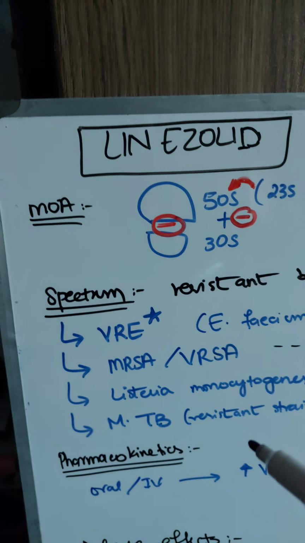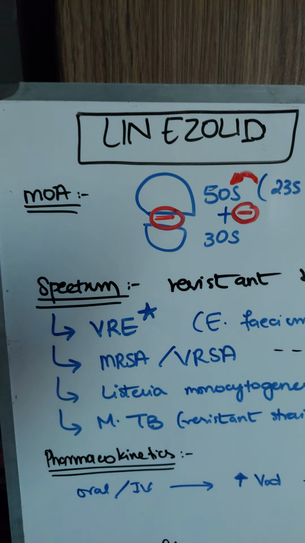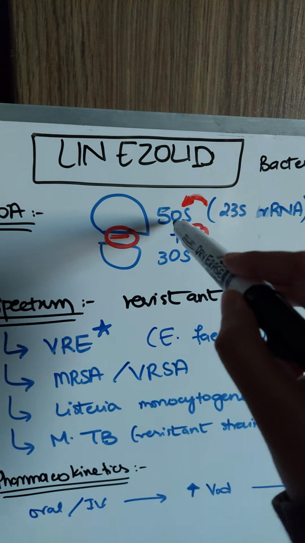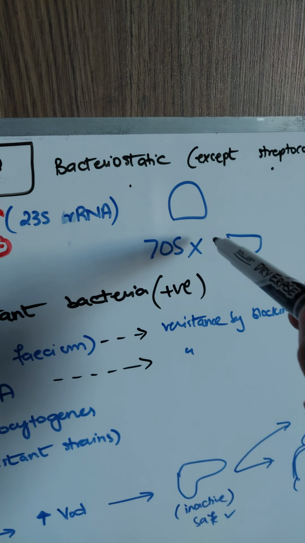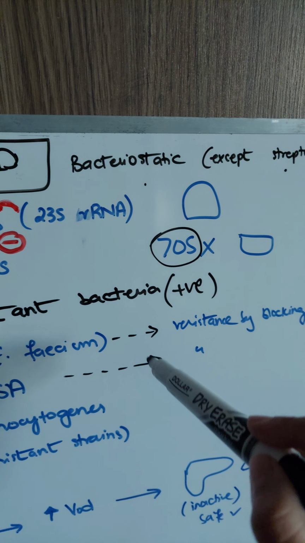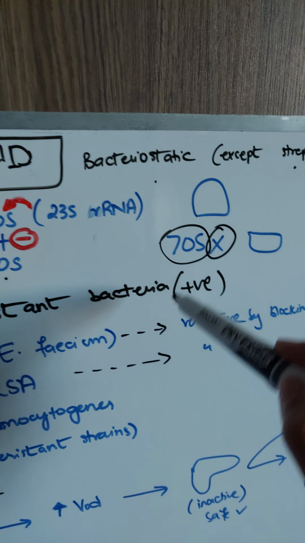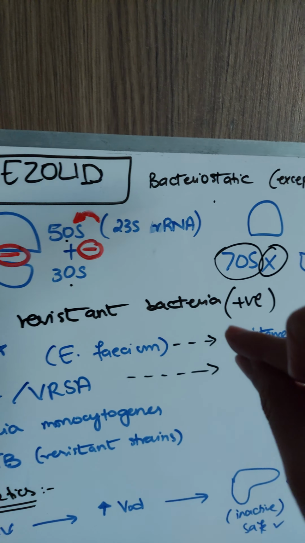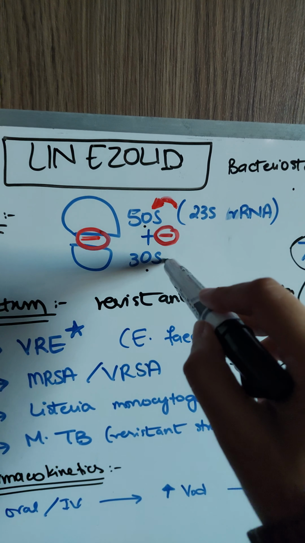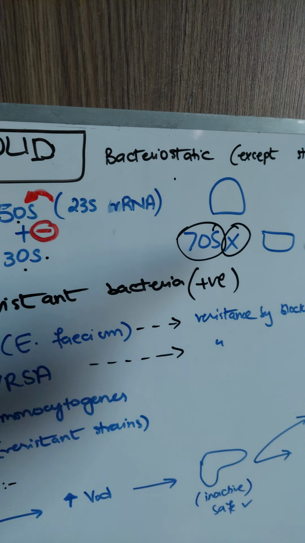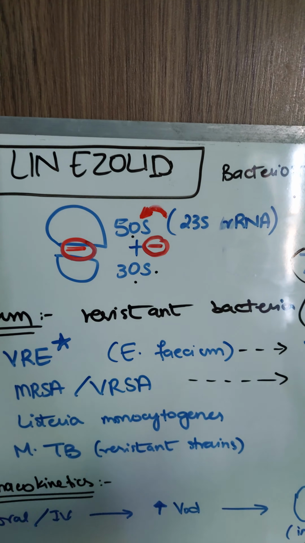This is a protein synthesis inhibitor in a way, because we have the 50s and the 30s segment of a ribosome, and combined it's called the 70s ribosome, right? So it basically prevents the addition and arrangement of the 50 and 30s subunits into the complete 70s subunit. So its mechanism of action is a bit unique.